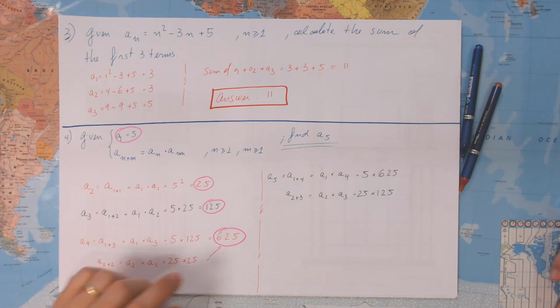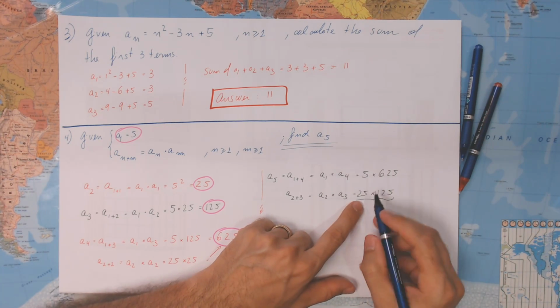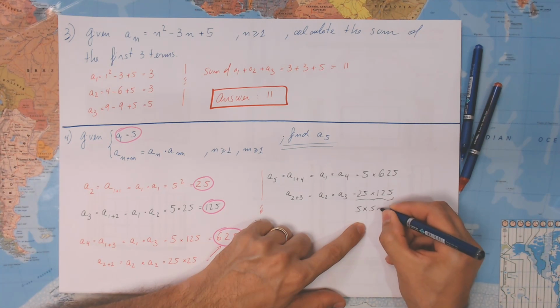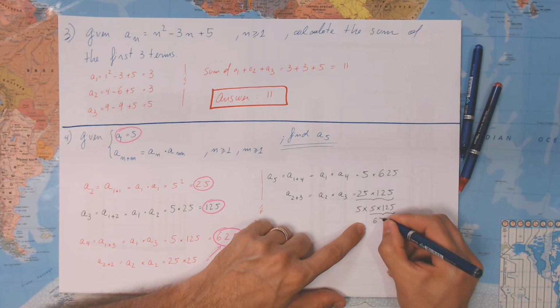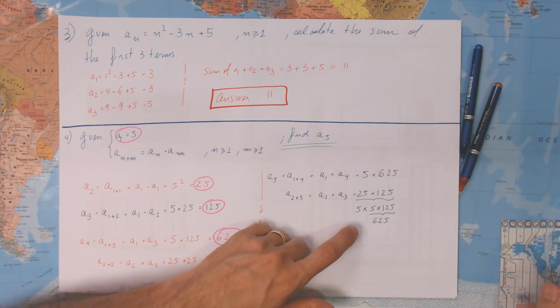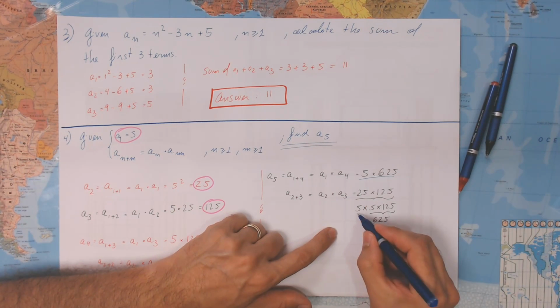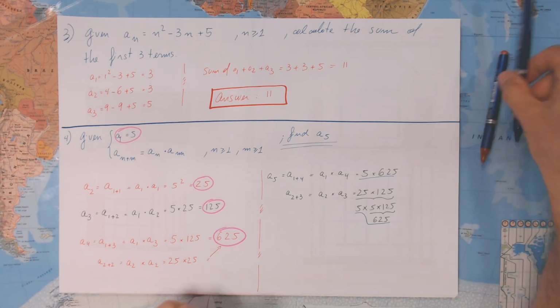It's not difficult to see that this number can be written as, instead of 25, we can say 5 times 5 times 125, and this is 625. I'm just showing you that this number in here, it is this number in here. It's the same, okay?